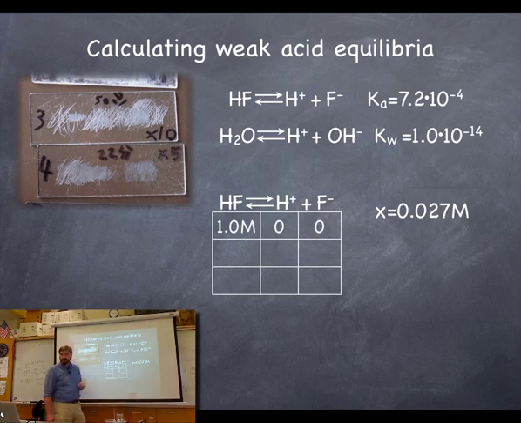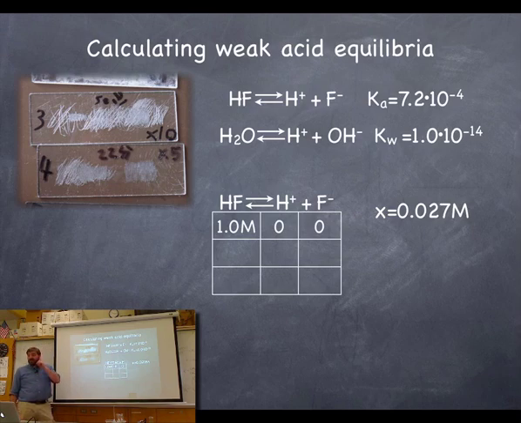But you would never want to do the 5% rule if it was a strong acid. No, if it was a strong acid, the 5% rule wouldn't work at all. This is a weak acid. Our Ka value is 3 or 4 orders of magnitude smaller than our initial concentration. That's an indication that we can probably use the 5% rule.